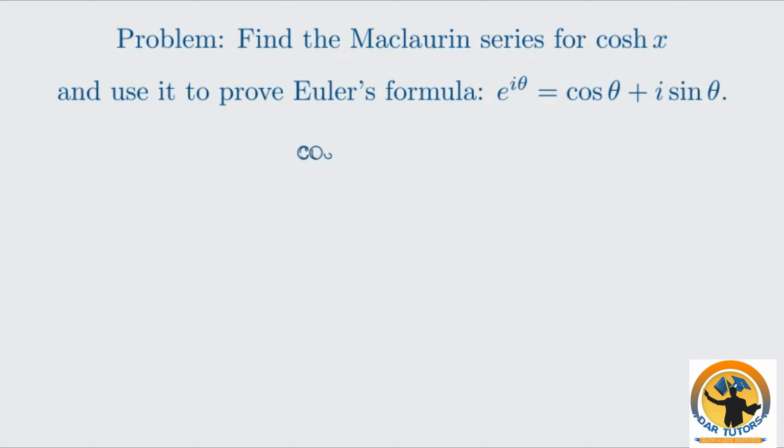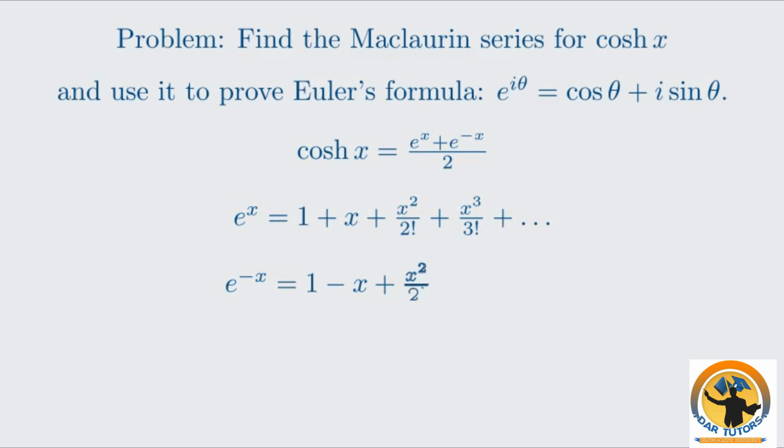First, let's find the series for cosh x. The definition of cosh x is e to the x plus e to the negative x, all divided by 2. We can find the series for e to the negative x by substituting negative x into the series for e to the x. This gives us 1 minus x plus x squared over 2 factorial, and so on.